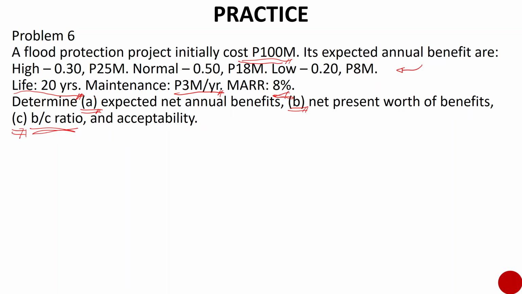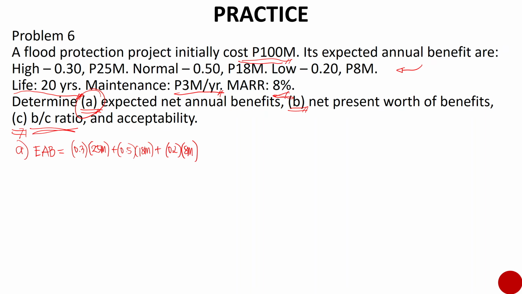Let's get the A, the expected annual benefit. The expected annual benefit is 0.3 times the 25 million plus the normal, 0.5 times the 18 million, plus the low, 0.2 times the 8 million pesos.